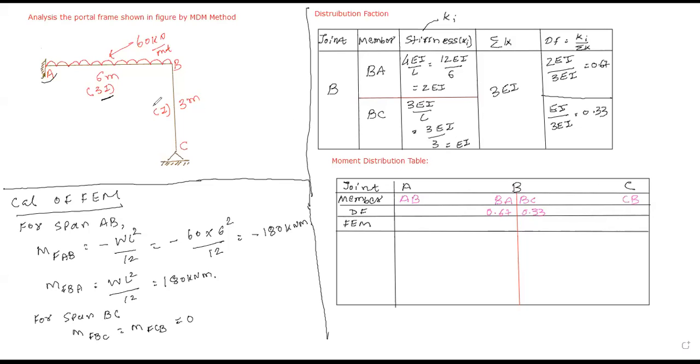Let's calculate the fixed end moments. You have already calculated them. Write down the fixed end moment for AB. What is the value of fixed end moment? -180. Just see in the fixed end moment calculation. -180. For BA, that is +180. For BC, that is 0. And CB, that is 0. Yes or no? Please confirm me.